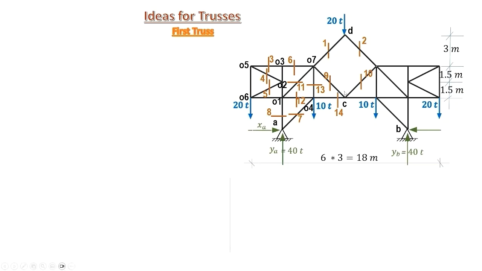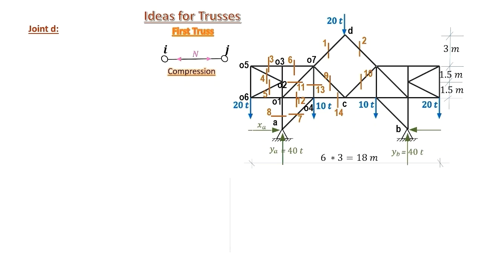But to have moments about C, we need to have a cut passing through members 1, 9, 14. We will face another problem, that we don't have the value of member 1. And therefore, the clue is to start with members 1 and 2, or in other words, open the truss here and remove joint D. This is done by equilibrium of joint D.